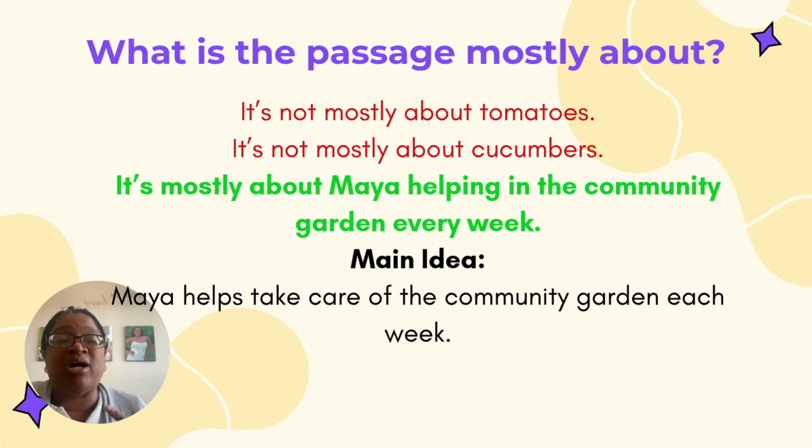So here's an example of how I would talk through this with my students. First, ask the question, what is the passage mostly about? And then, if they can't explicitly say the correct answer, go through and do some process of elimination. It's not mostly about tomatoes. It's not mostly about cucumbers. It's not mostly about her grandfather, until you get to it's mostly about Maya helping in the community garden every week.